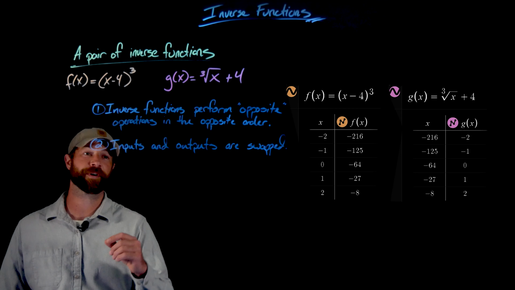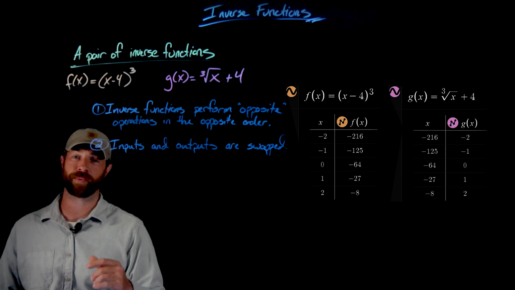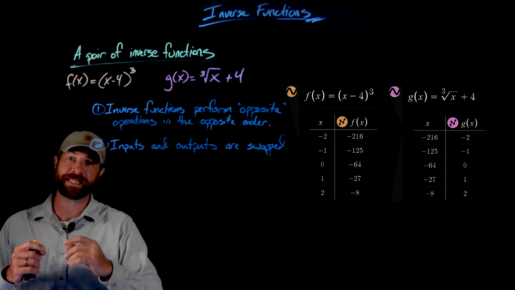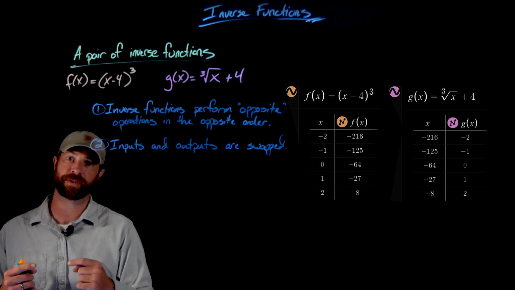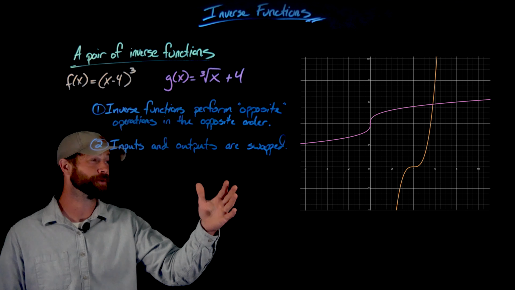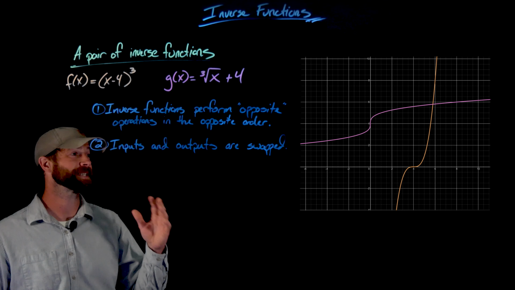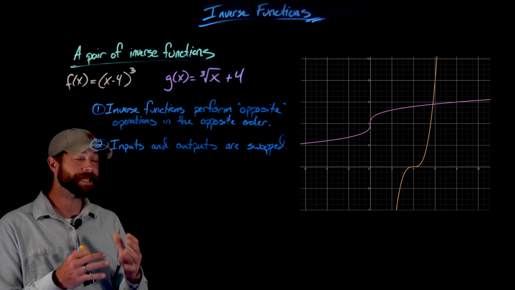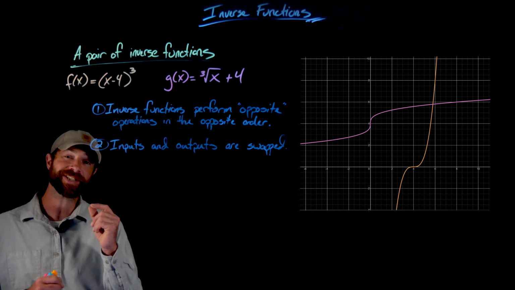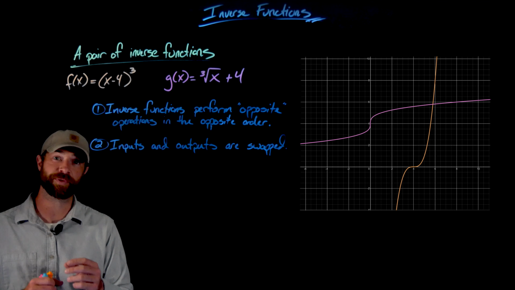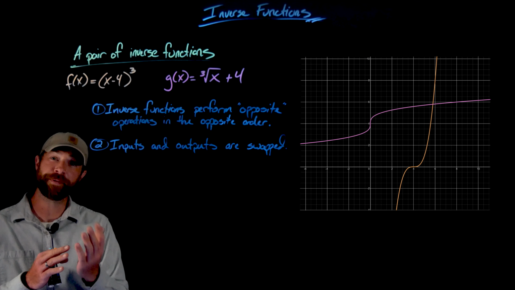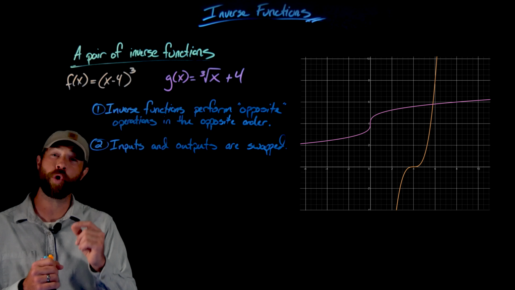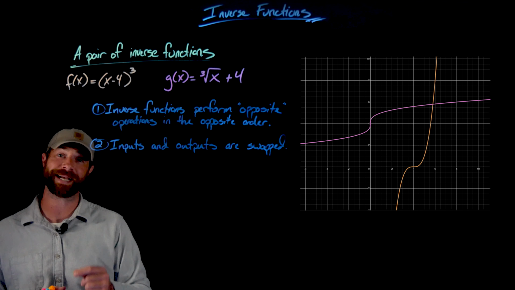This second statement is incredibly important, and you'll see the effect through these next two statements. First of all, because the inputs and outputs are swapped, graphically that means the x and y values are swapped. So now if we look at the graphical representation of f of x and g of x, what you'll notice is they have the same shape. They seem like they're a reflection, and actually they are. Inverse functions, when graphed, are always reflections of each other over the line y equals x.